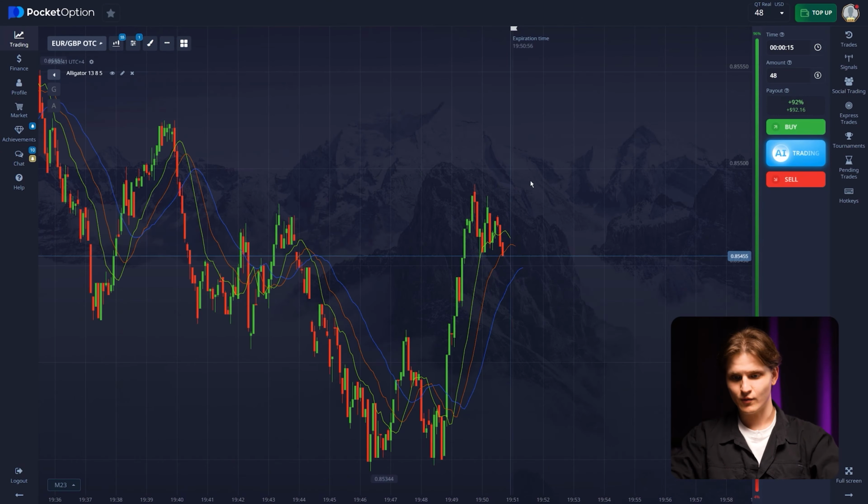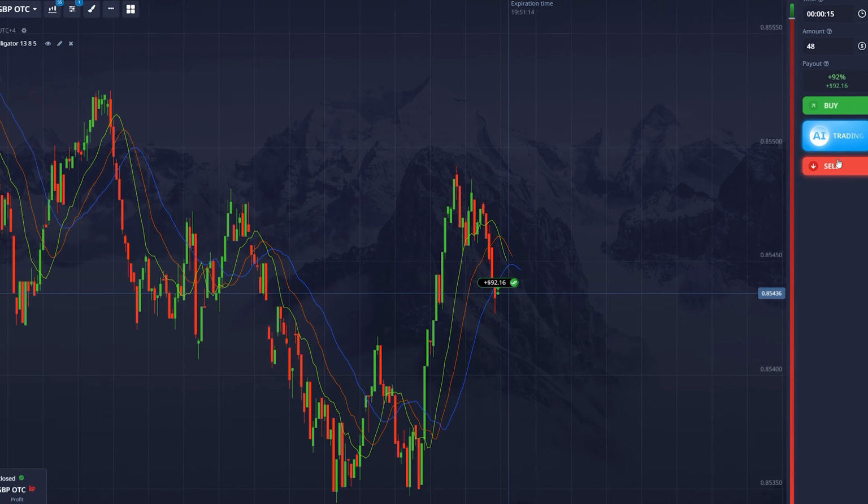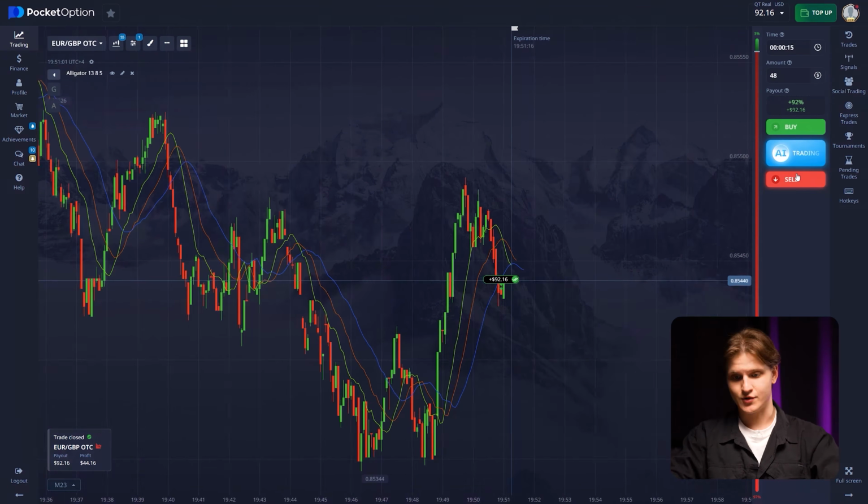I'll move on. We're seeing a reversal. Here I open a position down and wait for the end of the trade. Great, let us analyze the situation. Here there was an upward impulse, after which the green line started crossing both red and blue, which indicates a downward movement. Actually, we worked it out well and got great results.